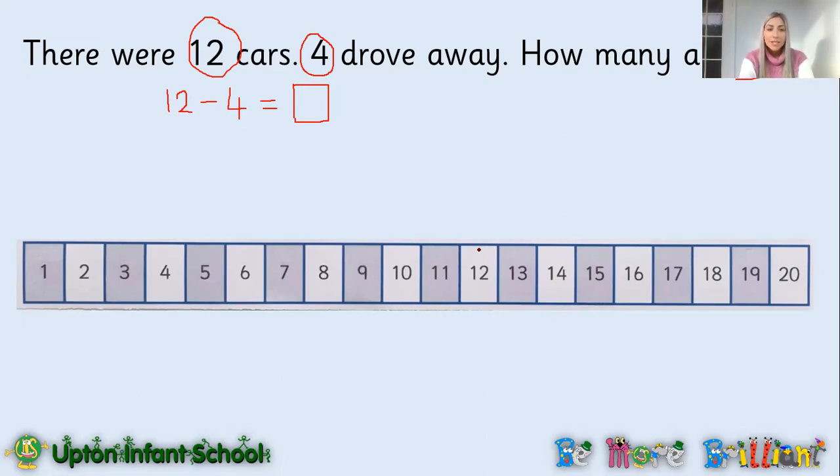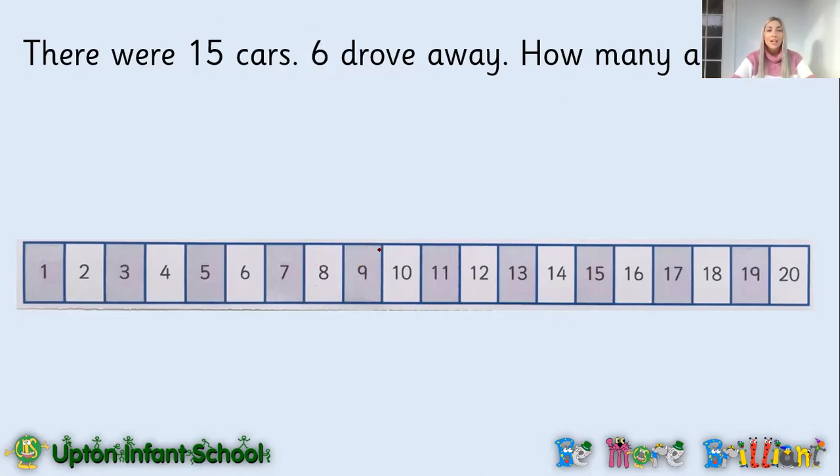So starting on 12, take away 4. 4 jumps. 1, 2, 3, 4. I'm going to circle my answer and I have landed on number 8. So there are 8 cars left. Okay, so you could be doing that at home as well and making sure that you're doing those jumps correctly because we don't want to do giant jumps because then we will get the wrong answer. So make sure you land on a number each time.